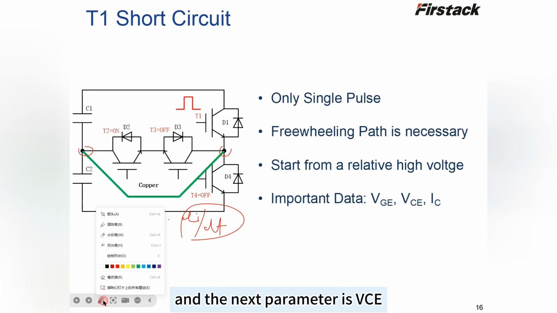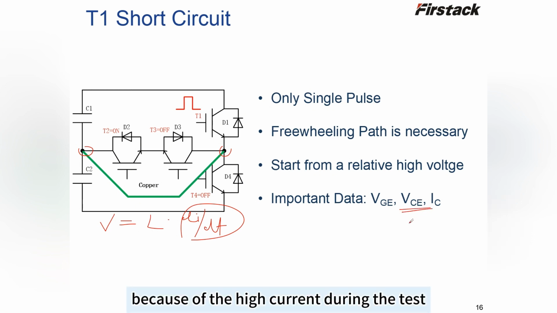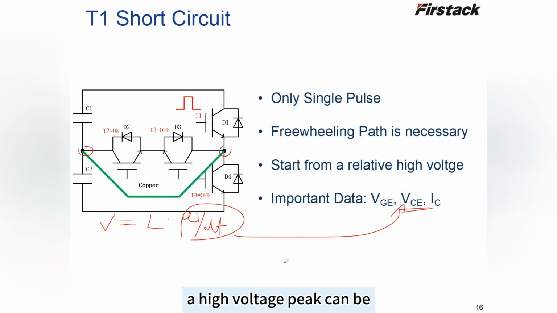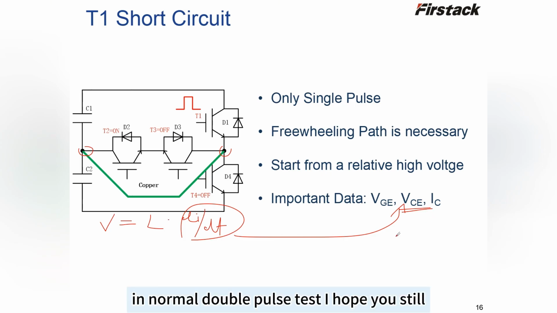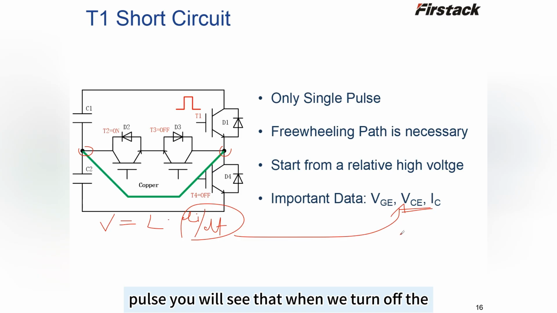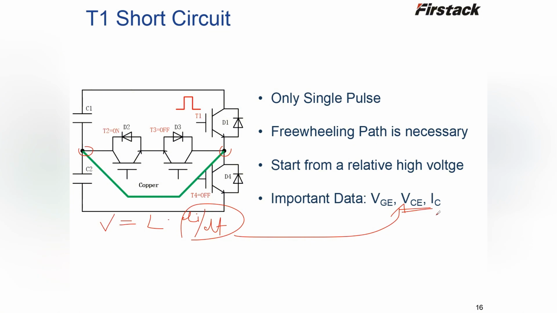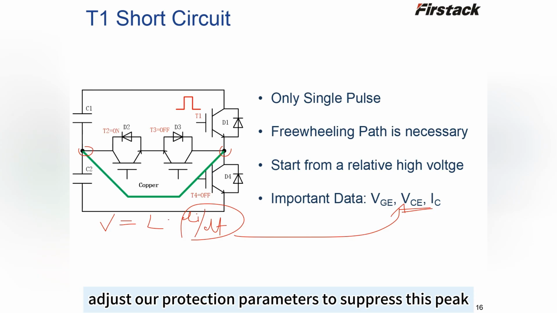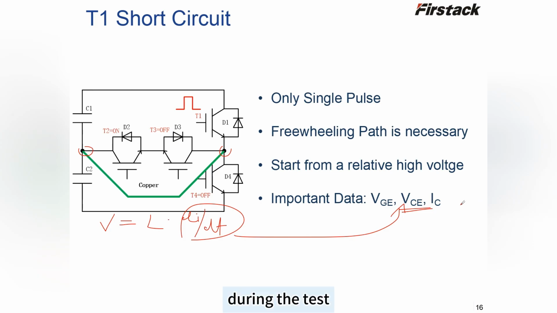And the next parameter is VCE. Because of the high current during the test, a high voltage peak can be generated and added on the VCE, which will cause a voltage peak like in a normal double pulse test. I hope you still remember that in the second pulse you will see that when we turn off the module, there will be a voltage peak. And this peak shouldn't exceed the threshold. If it does, then we need to adjust our protection parameters to suppress this peak during the test.